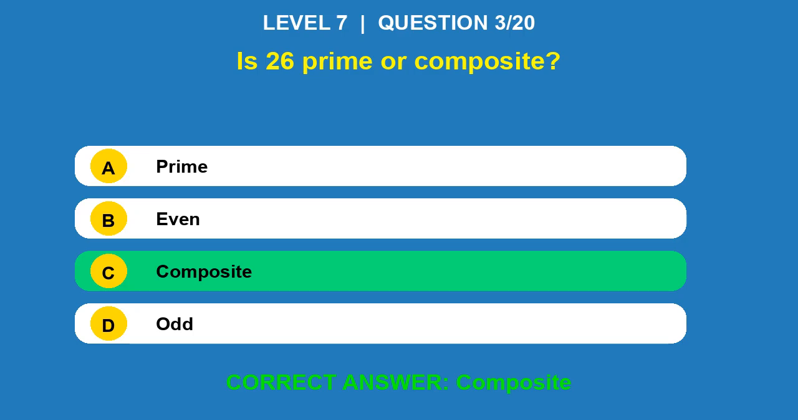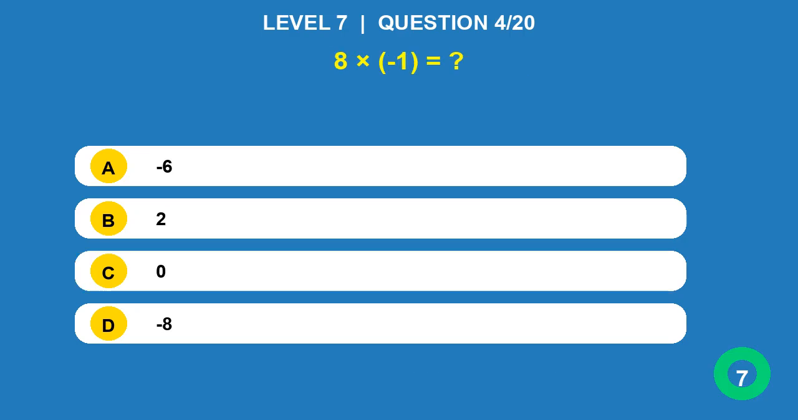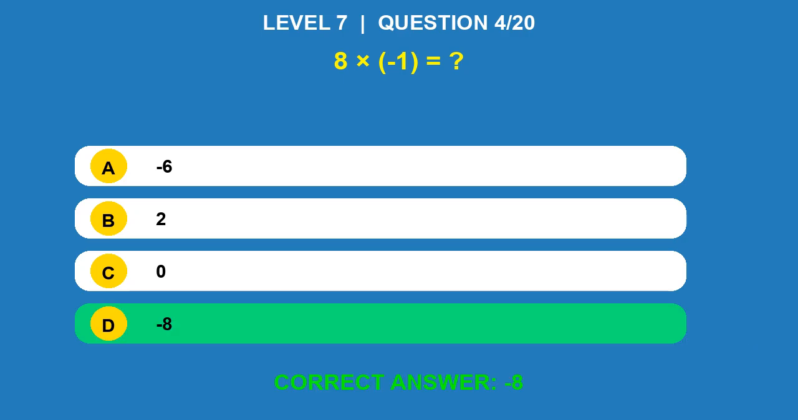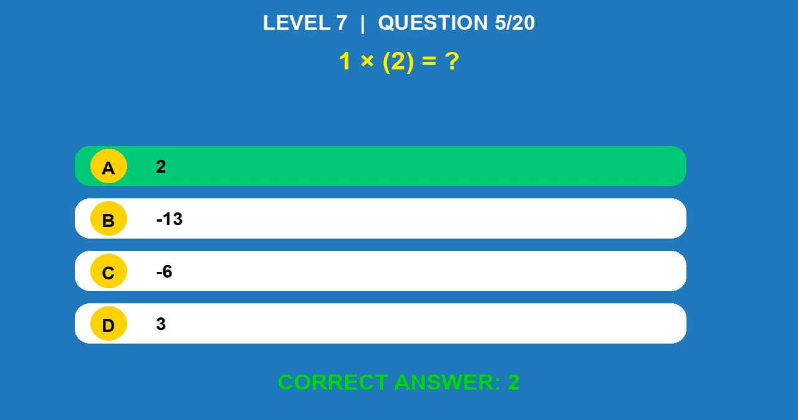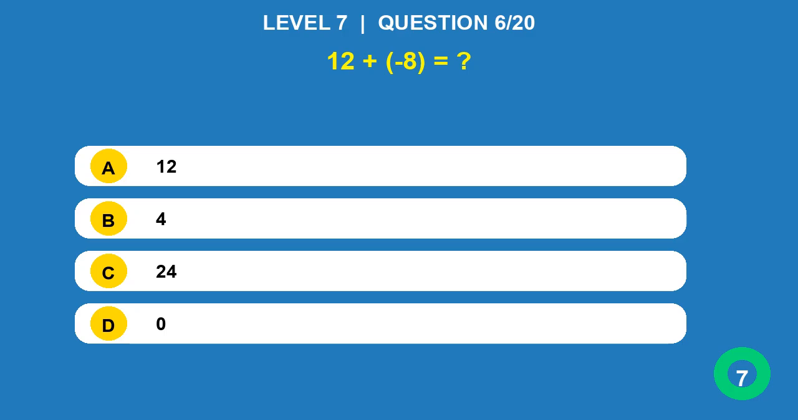Answer is composite. 8 times minus 1 equals? Answer is minus 8. 1 times 2 equals? Answer is 2. 12 plus minus 8 equals? Answer is 4.